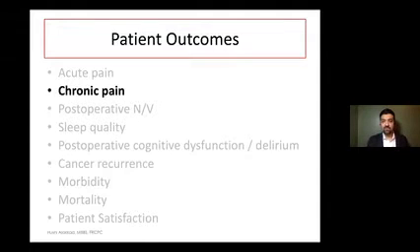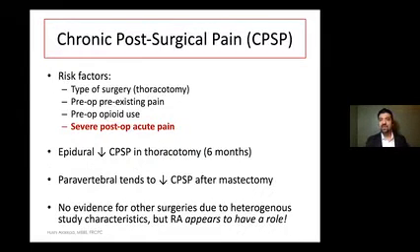What about chronic pain? Chronic post-surgical pain is a real problem. It ranges anywhere between 5 to 10% depending on the type of surgery, and the risk factors include the type of surgery. With thoracotomies, up to 10% could have it. There are many other risk factors, like pre-existing pain or pre-op opioid use. But one of these factors is severe post-operative acute pain. I have just mentioned that acute pain management with regional anesthesia is superior to general anesthesia.